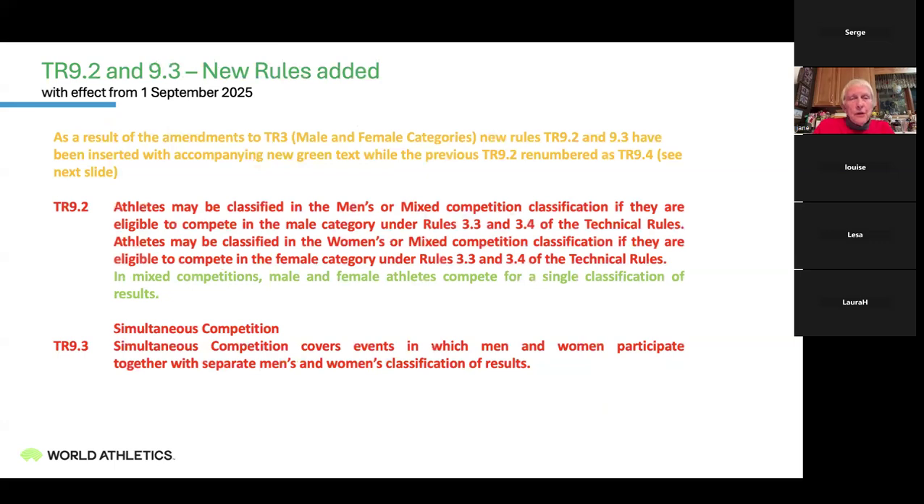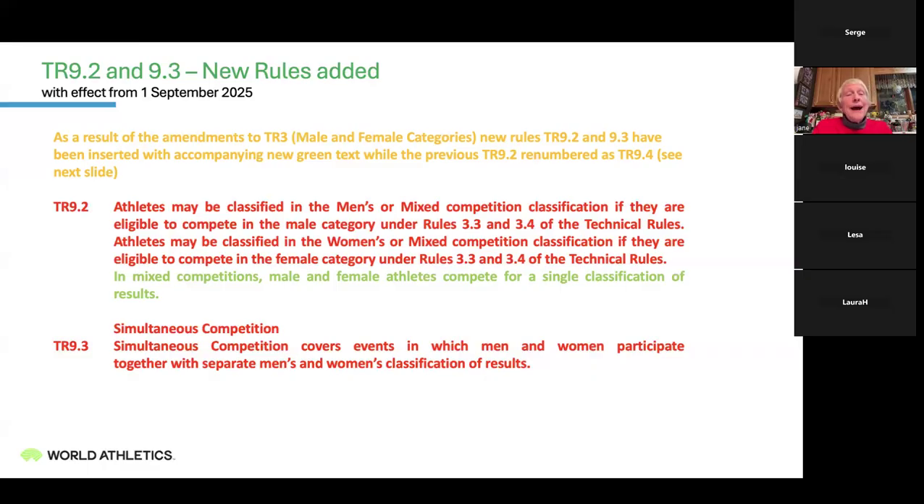As a result of the amendments to TR3, which is male and female categories, new rules 9.2 and 9.3 have been inserted with accompanying new green text, while the previous 9.2 is renumbered to 9.4. See the next slide for 9.4. And that will tell us about mixed.